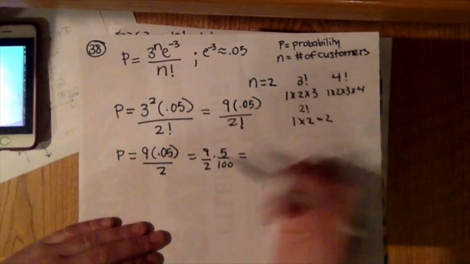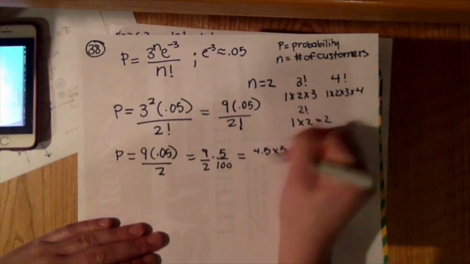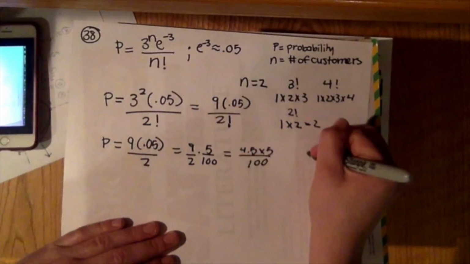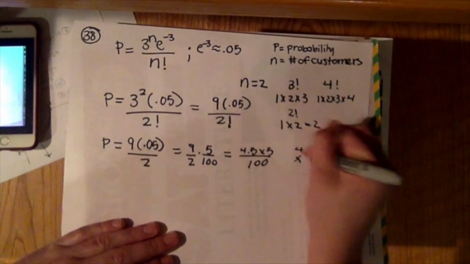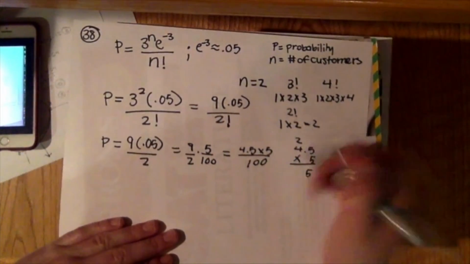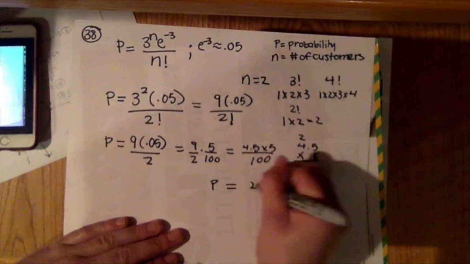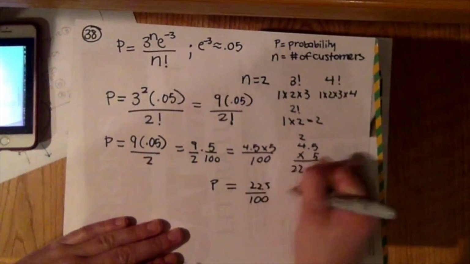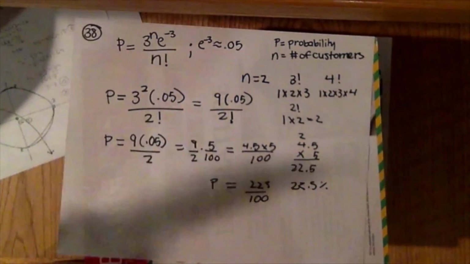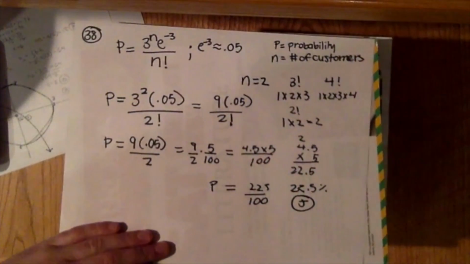probability. I'm going to divide 9 by 2: 4.5 times 5 over 100. So I'm going to multiply: 5 times 4.5, 5 times 5 is 25, 5 times 4 is 20, so 22.5. So our probability is equal to 22.5 over 100, or 22.5%, which corresponds most closely to answer J, which is our answer.